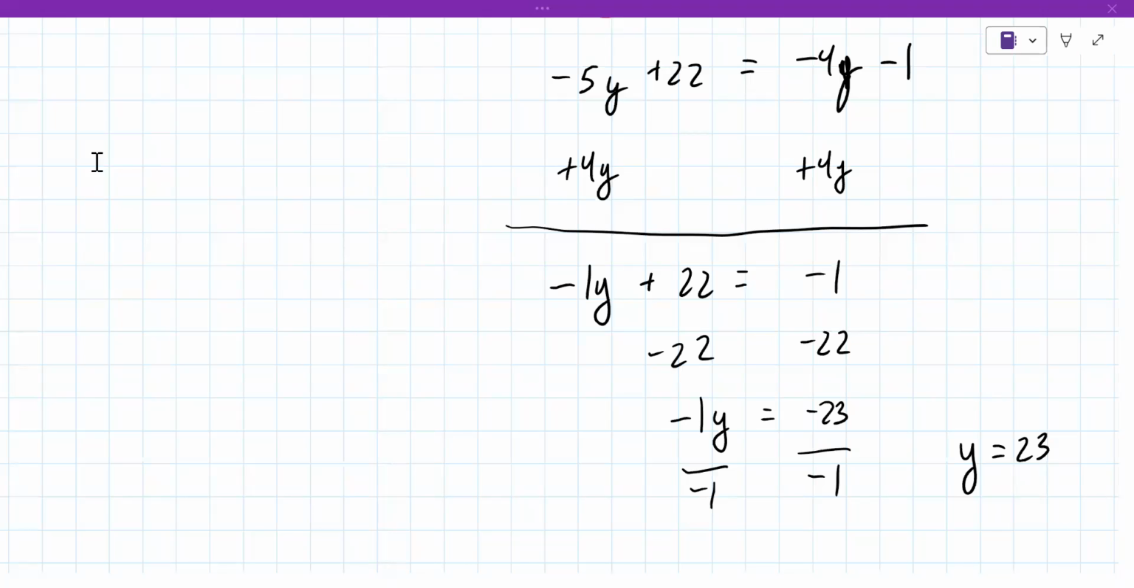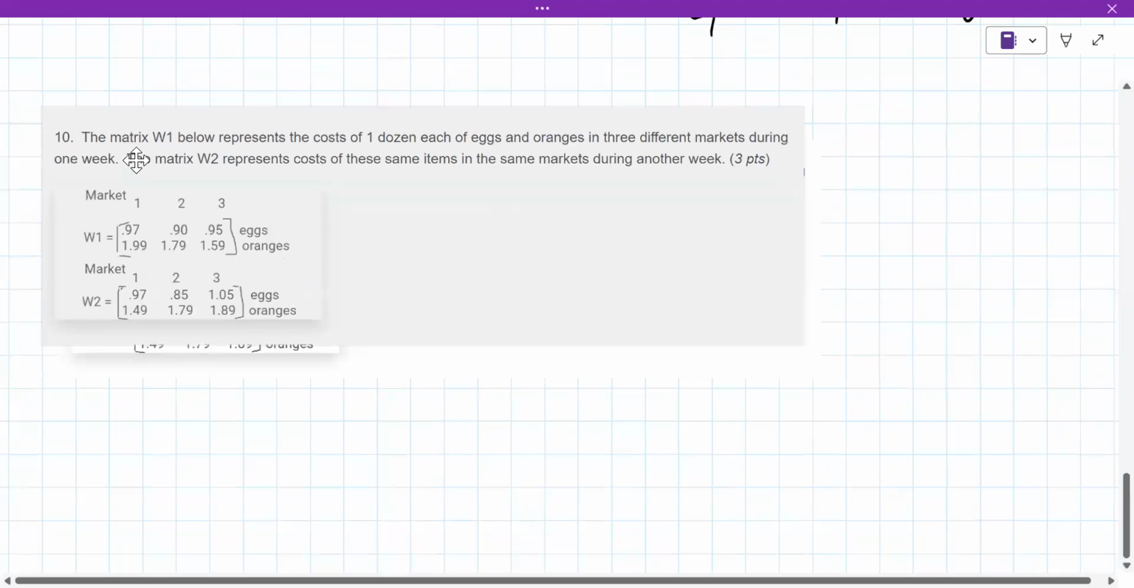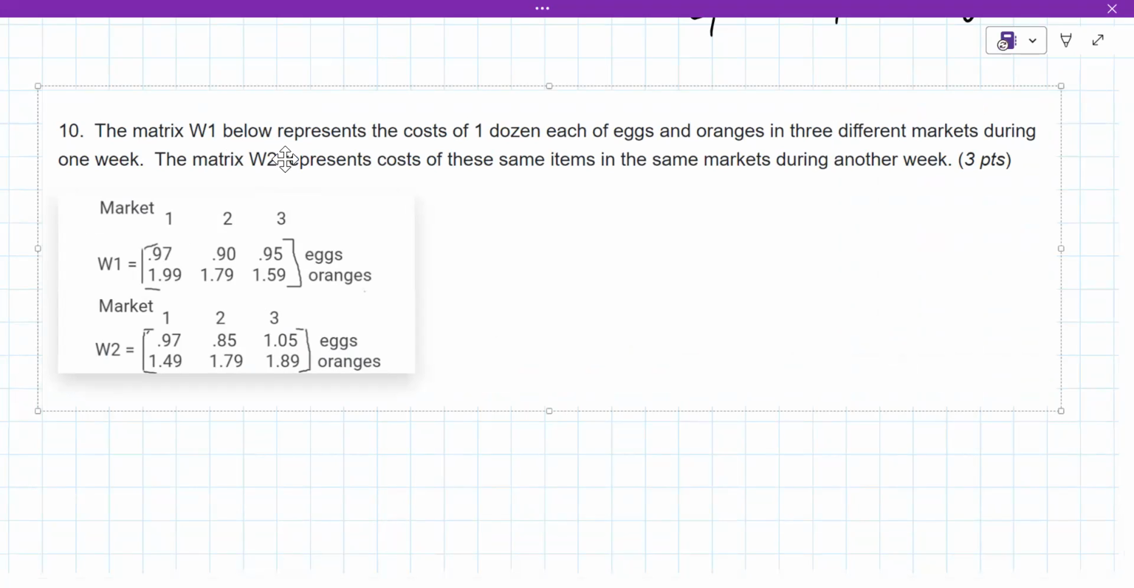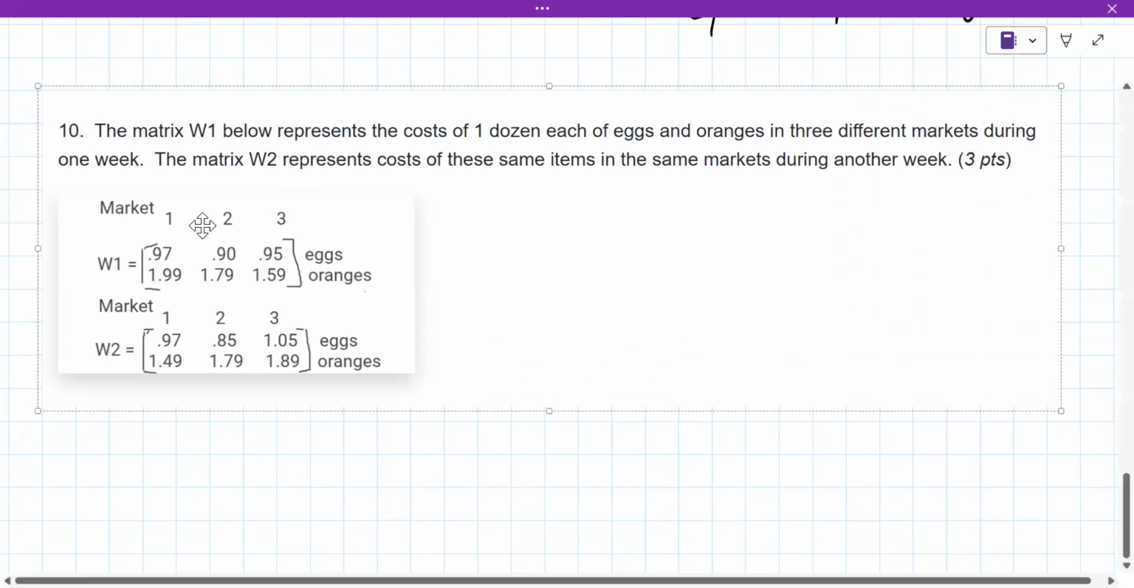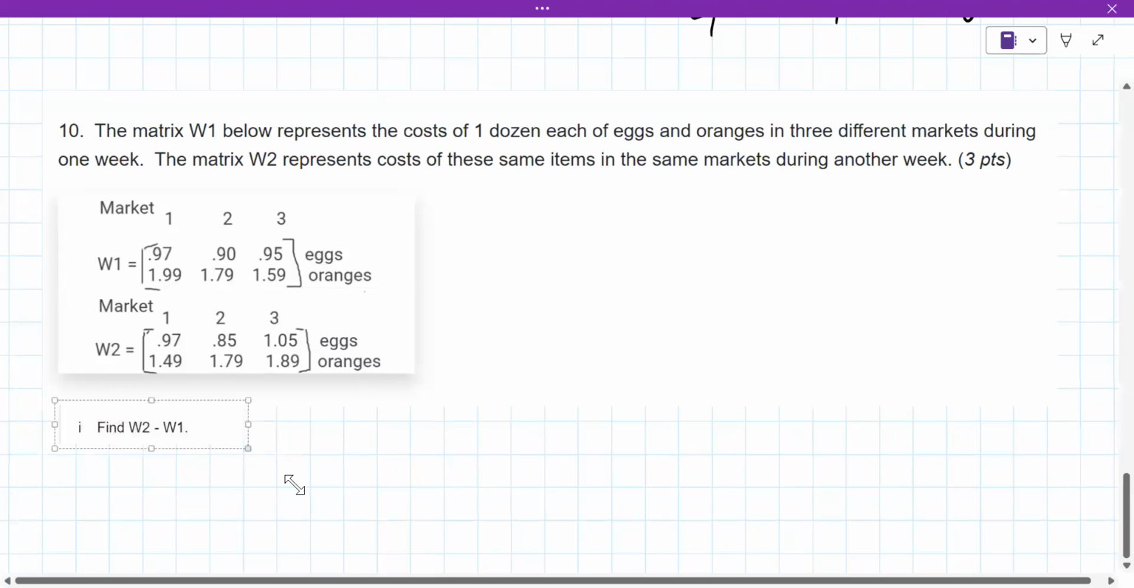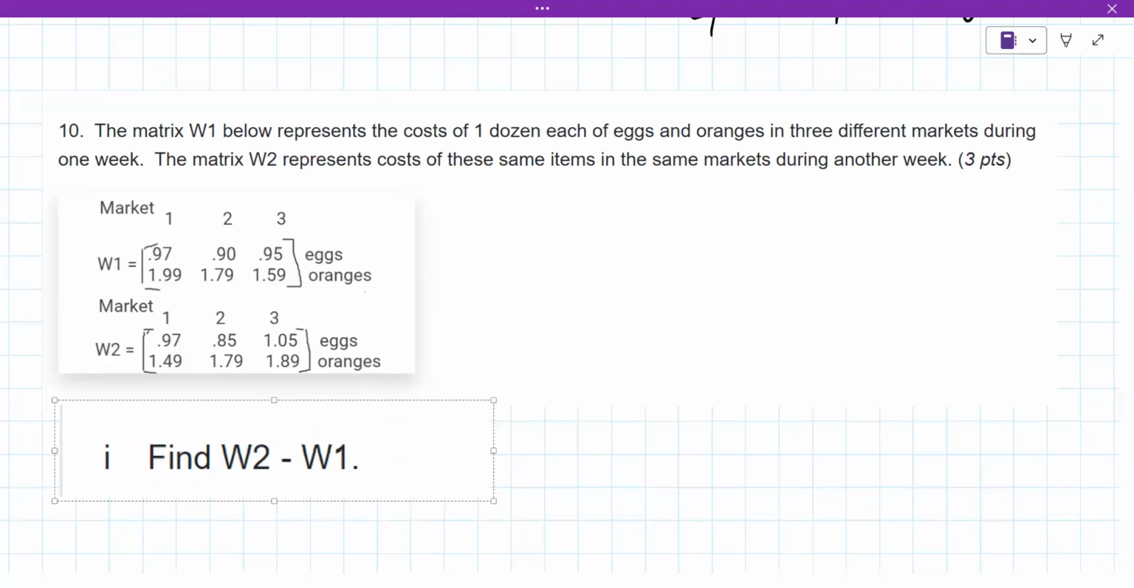So the instructor gives you this preamble here. It says the first matrix belongs to the cost of 1 dozen eggs and oranges in 3 different markets. And W2 is the cost of those same items, but in another week. We don't really need to know all that, but it's an apply your knowledge problem, so it's some sort of application to real life. We know that eggs are way more expensive than that. If you haven't looked, it's sort of shocking, but nevertheless, that is the problem here.